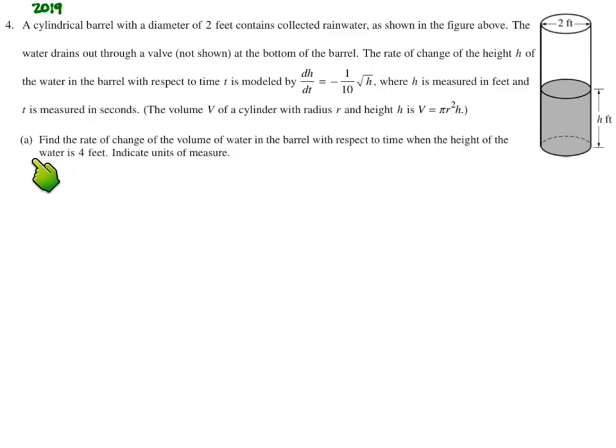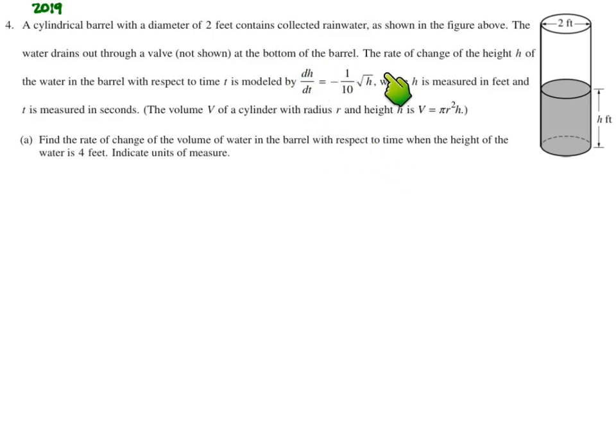All right, for part A, it says find the rate of change of the volume of the water in the barrel with respect to time when the height of the water is 4 feet. So we're looking for the rate of the volume with respect to time.